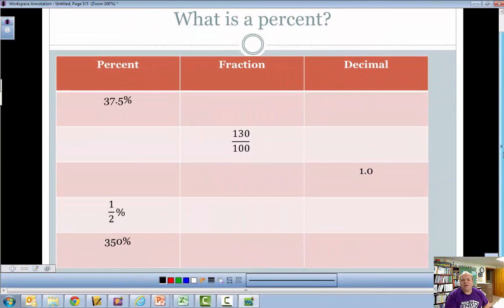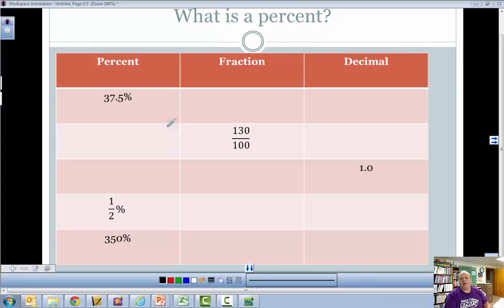So this chart, here again, we're still talking about what is a percent. Remember the three ways you can write a number: percent, fraction, and decimal. I want to go to a fraction. Remember I said in the definition that a percent is simply P over 100. So if I know my percent, I can simply make it 37.5 over 100.